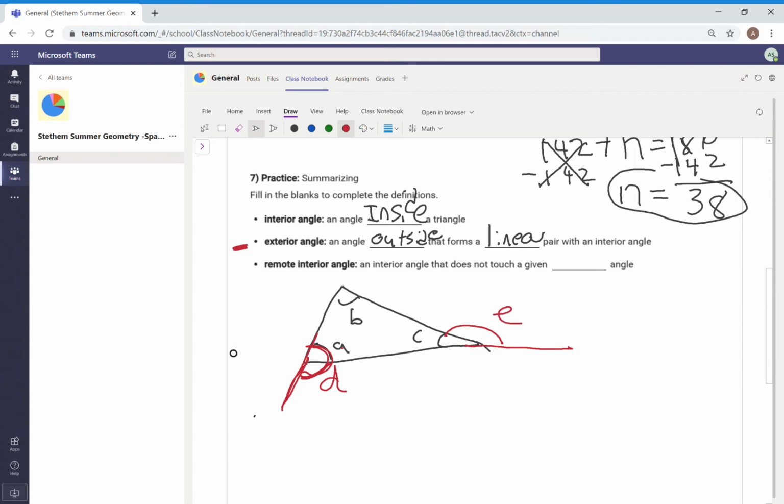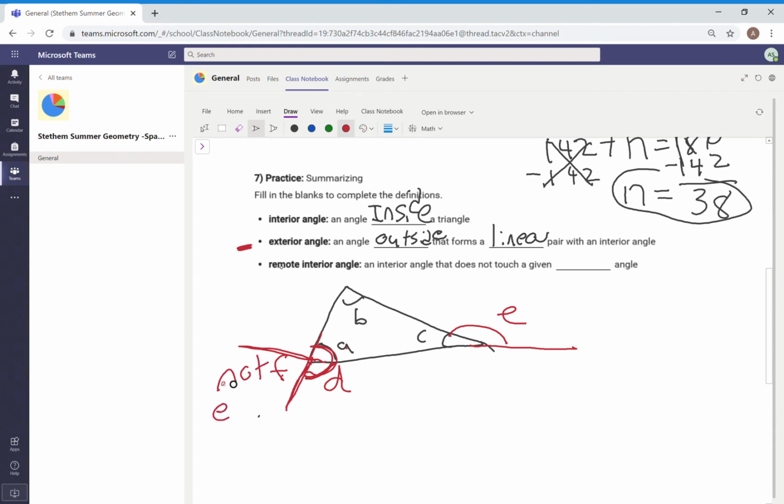E would be another exterior angle. Be really careful. They're going to ask you questions on your quiz where they extend out both sides, and they put something in here. F does not make an exterior angle with A. It is on the outside, but it's not making a linear pair. So F is not an exterior angle. F would be a vertical angle, which we're just not discussing right now. Okay.